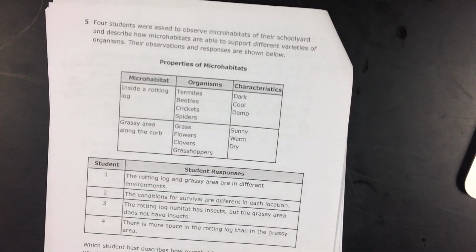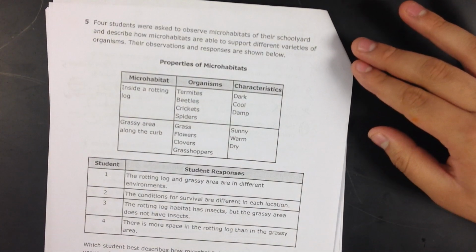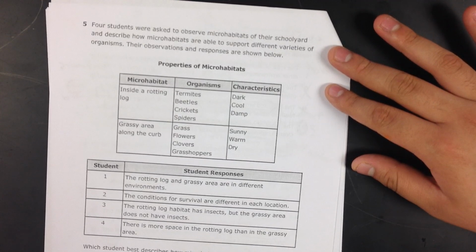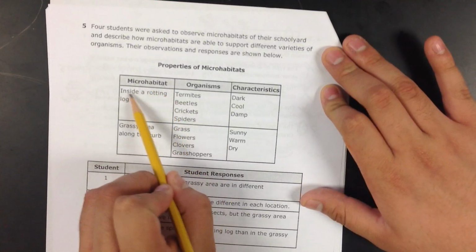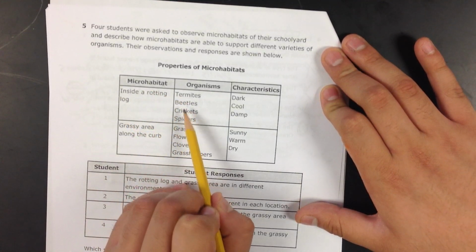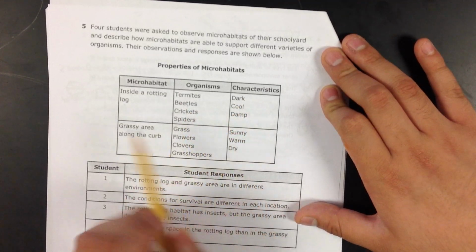Number 5. Four students were asked to observe microhabitats of their schoolyard and describe how microhabitats are able to support different varieties of organisms. Their observations and responses are shown below. The microhabitat was inside of a rotting log. They found termites, beetles, crickets, spiders. They described it as dark, cool, and damp.